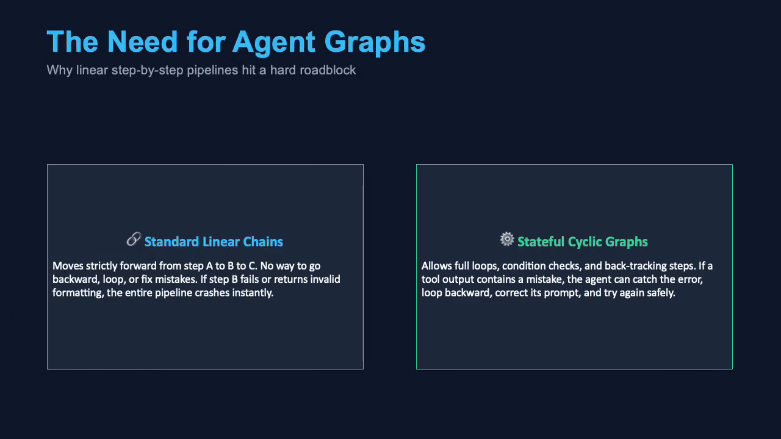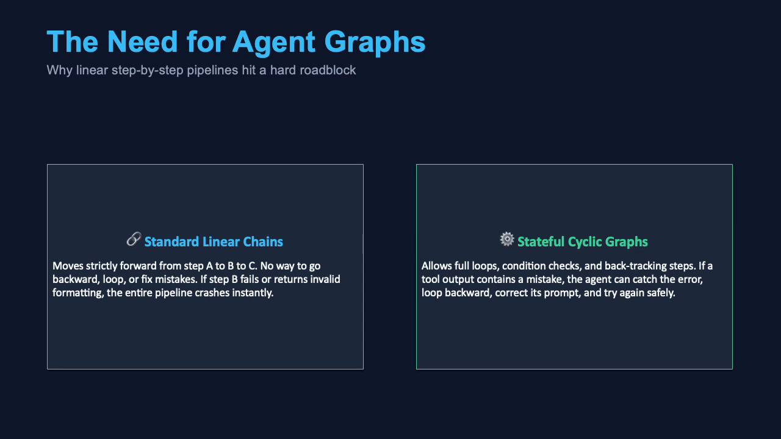All right, time for an interactive mental challenge. I want everyone to close their eyes for a second and picture a train moving down a single track. It can only go forward step by step, for example, from station A to station B and then station C. This straight line track is exactly how a standard chain works. It is fantastic for a simple task like reading a paragraph, translating it into Spanish, and saving it in a text file, point A to point B to point C.